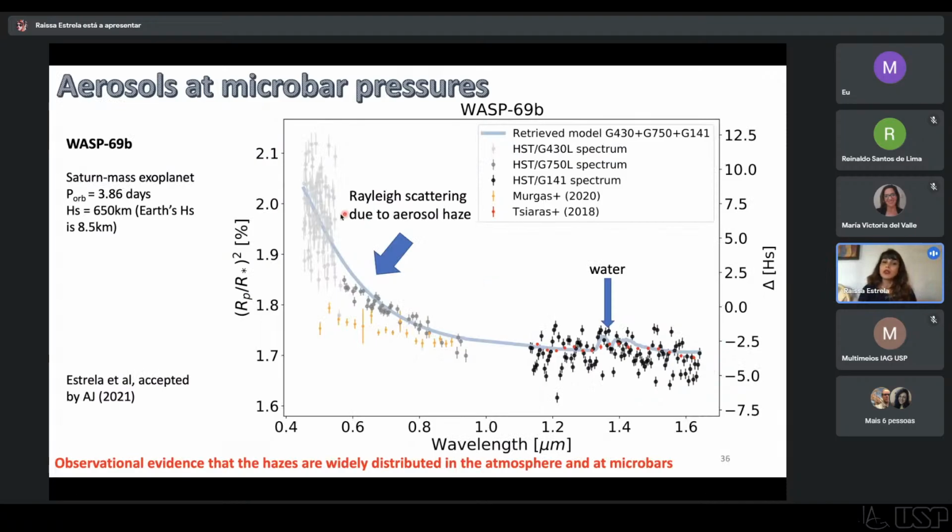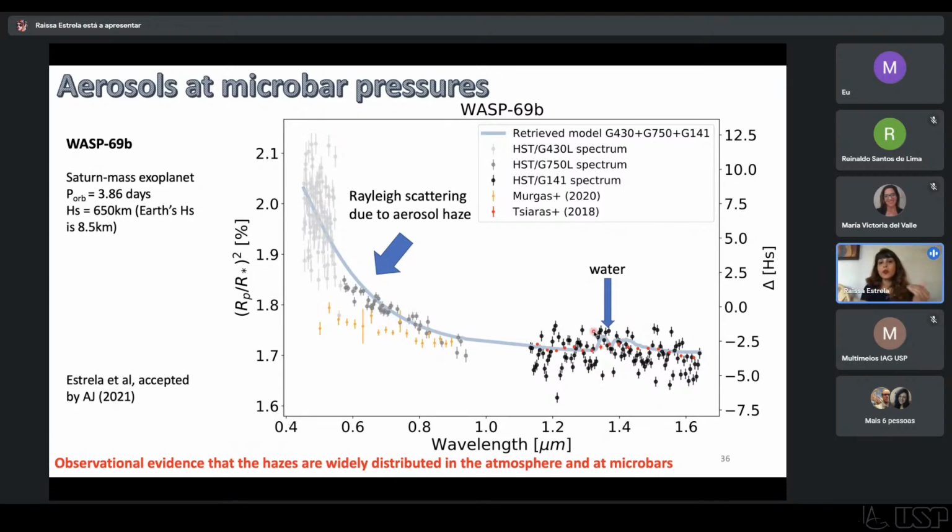A great example you can see here is the planet WASP-69b. We recently published these results in the AJ. What you see here are the G430, G750, and the WFC3 filters as well. When we combine all this data, we can get great information on the planet's atmosphere. With this, we see Rayleigh scattering due to aerosol haze that covers up to 10 scale heights. The Cerberus atmospheric retrieval indicates that this haze is widely distributed in the atmosphere of the planet and goes up to very low pressures, up to microbars. So this haze is in the upper atmospheric layer.